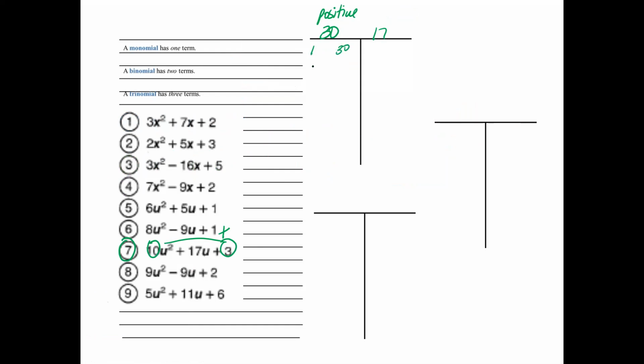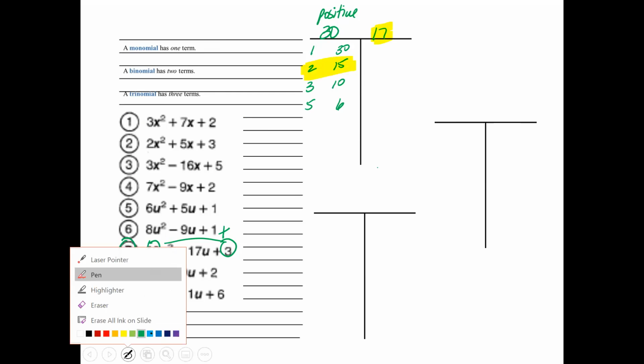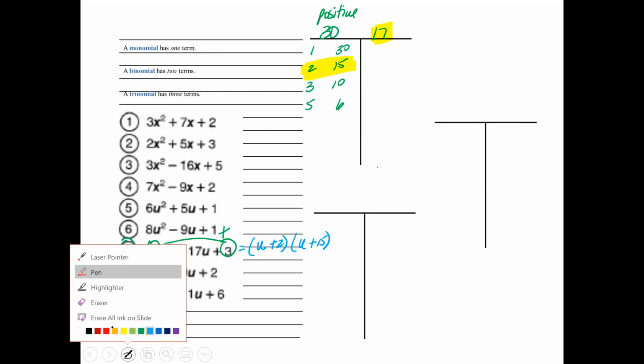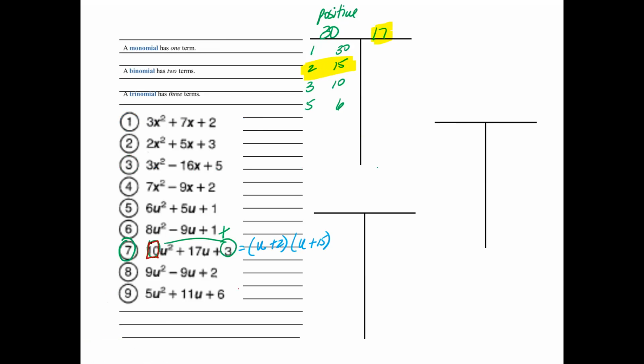So that could be 1 and 30, 2 and 15, 3 and 10, 5 and 6. Which one of those add up to give you a 17? Yes, you got it right. 2 and 15 multiply together gives me 30, but when I add them together, gives me 17. So my temporary answer is u plus 2, u plus 15. But you have to remember, because I divided everything by 10, I will have to divide by 10 here as well.